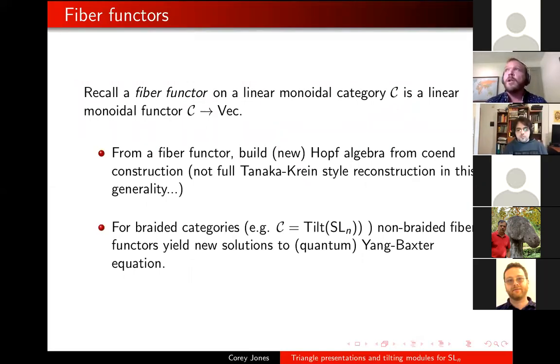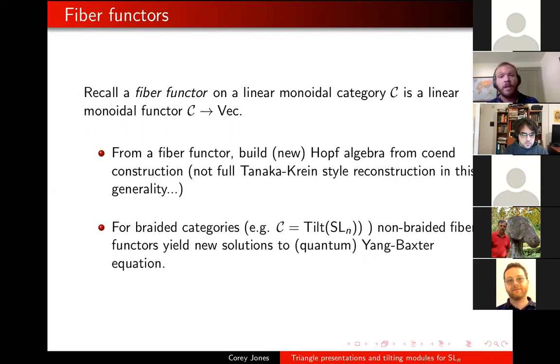And usually people care about fiber functors because not only can they build new Hopf algebras, but they can build Hopf algebras that reconstruct their original category as co-modules. That's this kind of Tanaka-Krein style reconstruction. Of course, in this level of generality, that's just not the case. You can build a new Hopf algebra, but you won't be able to recover your category C you started with as co-modules. At best, you can get a monoidal functor from C to the category of co-modules.